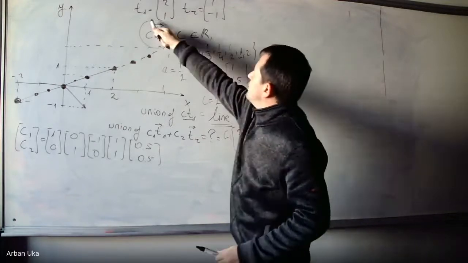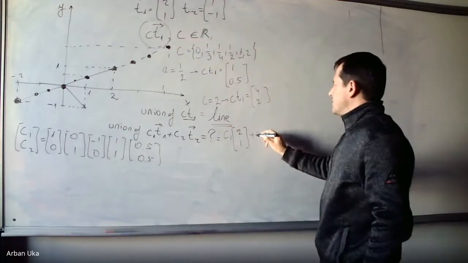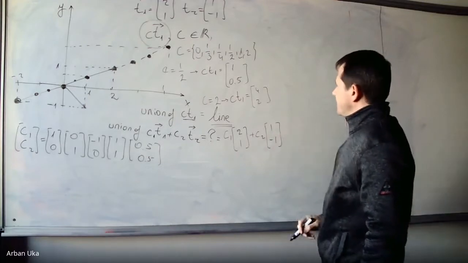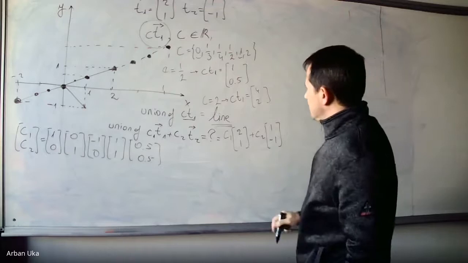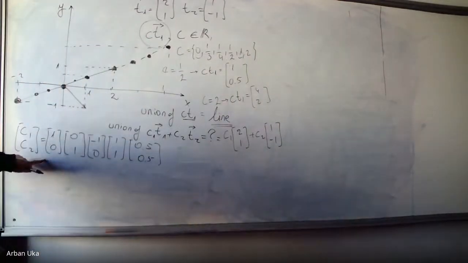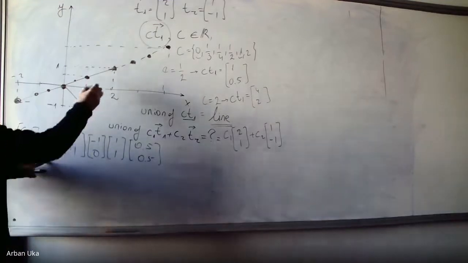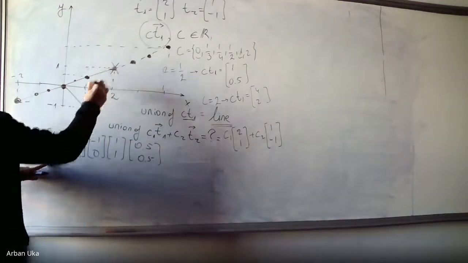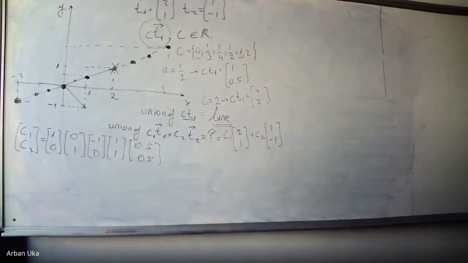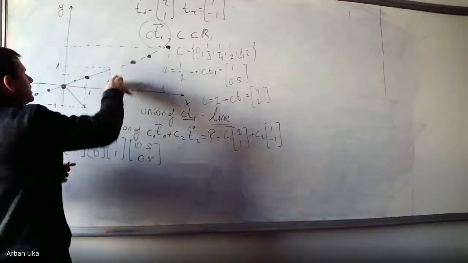Let's not forget, we already did this here, plus C2 times 1 minus 1. Okay? And let's see, what did we say? We said C1 is 1, which makes this 2, 1. So the first point is this cross. Okay, let's make this with crosses. Or maybe we can make circles. Open circles are better.